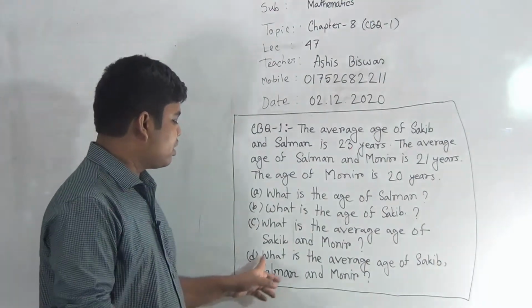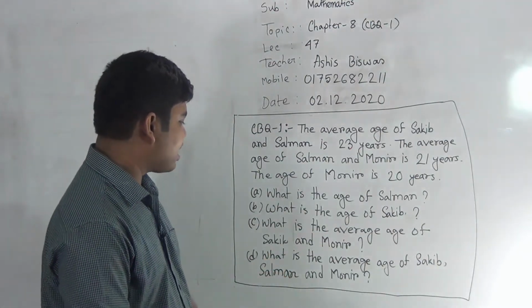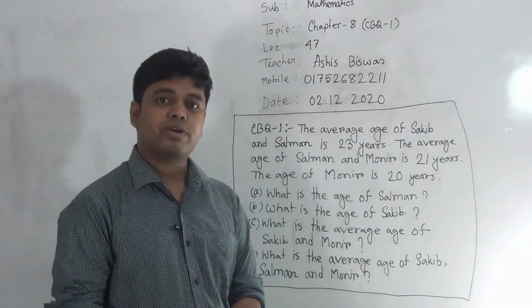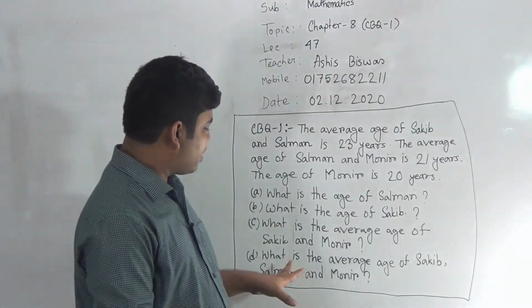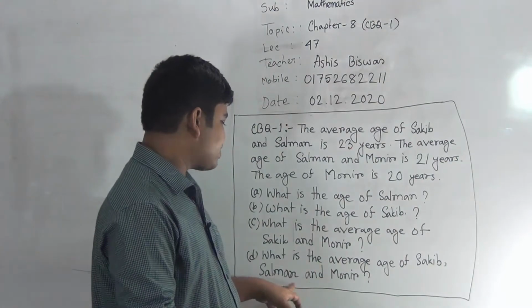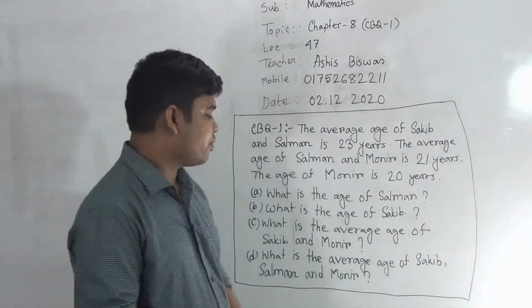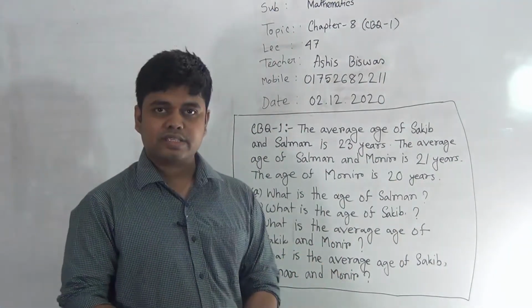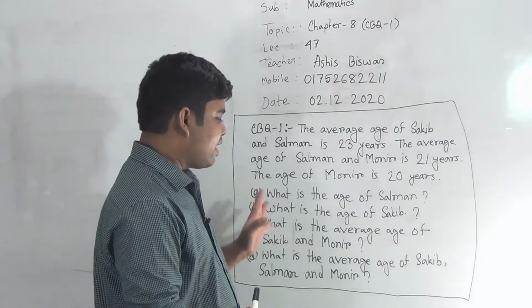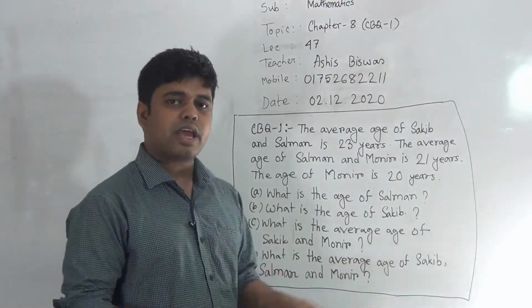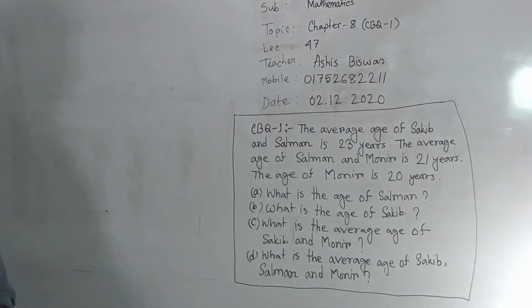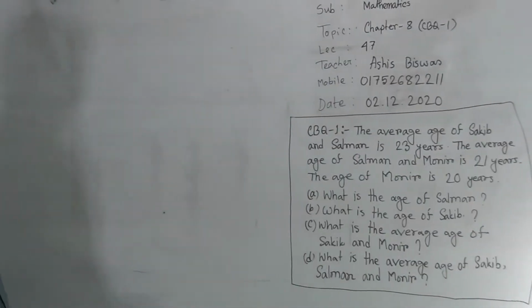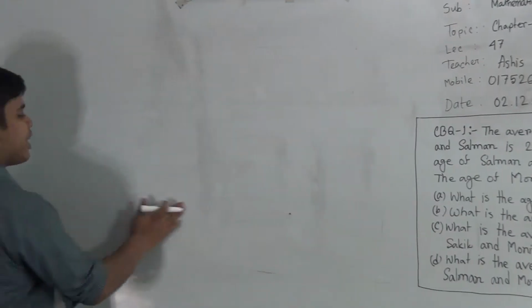Question D: what is the average age of Shakib, Salman and Munir? Here three persons are given, and we have already found the ages of Shakib, Salman and Munir. So we add these three ages and divide the total by 3 and we get the average age of Shakib, Salman and Munir. Right? So let us start to solve our math.